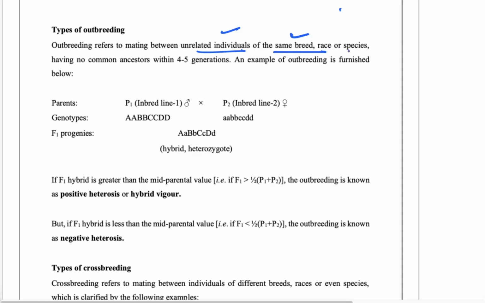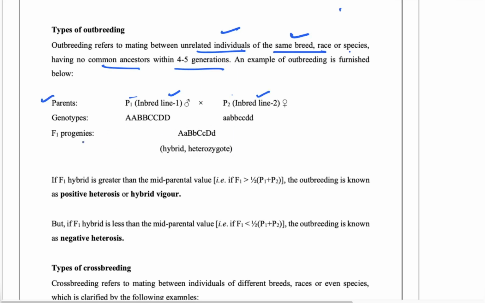Same breed, same race or same species, the unrelated individuals are going to meet, having no common ancestor within 4 to 5 generations. That is the correct definition of outbreeding, right? So example you can see over here, the parents, parent 1 and parent 2. Parent 1 is from inbred line 1 and parent 2 is from inbred line 2. अलग अलग line से हैं.